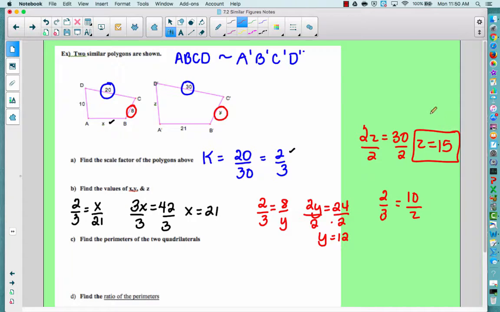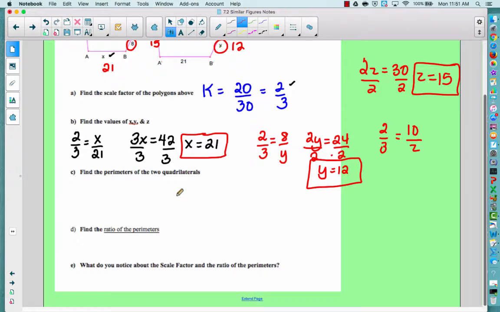So the scale factor helped me find missing sides because I know that they are in that ratio. All right, so let's plug in our values here. We've got x was 21, our y was 12, and our z was 15. Okay, so now it asks us to find the perimeters.